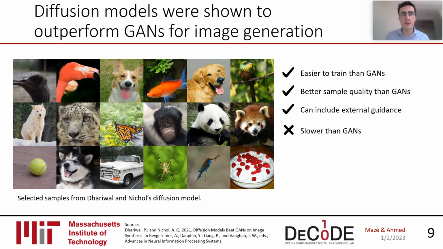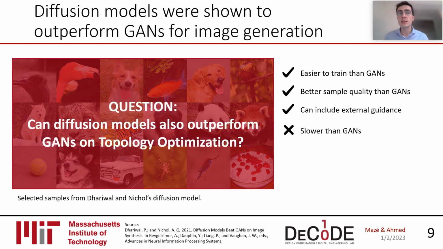TopoDiff relies on a rather recent type of deep generative models, diffusion models. We chose to explore diffusion models because they are easier to train than GANs, because they were recently shown to outperform GANs for image generation in terms of sample quality, and because their sequential sampling process makes it possible to include external guidance. The main question that our work addresses is, therefore, can diffusion models also outperform GANs on topology optimization?